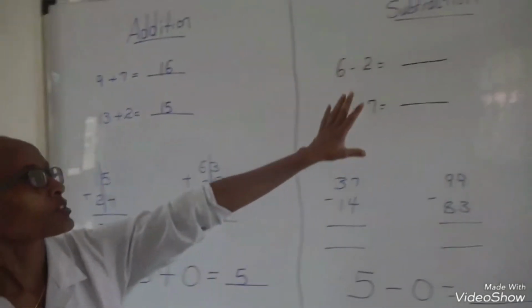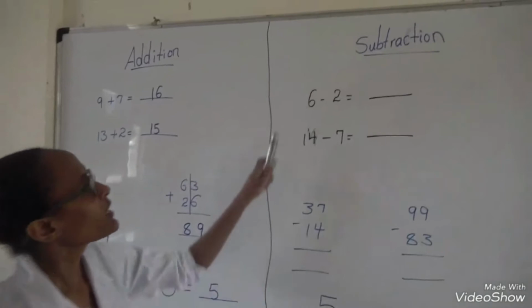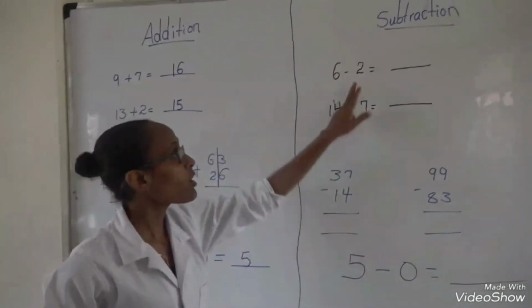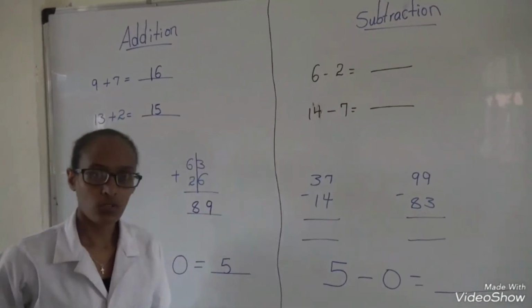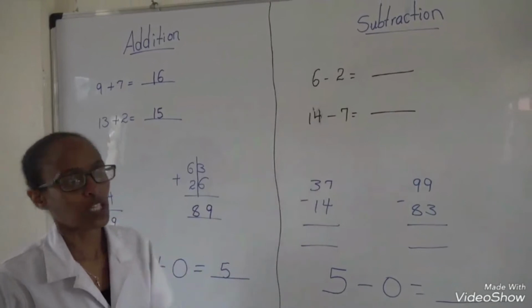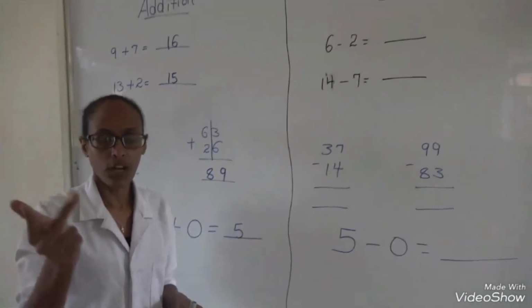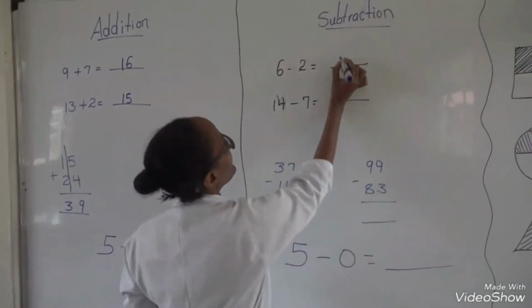Now let's see subtraction. Subtraction is taking away. So here we have 6 minus 2. This is what we want to do. We count from the small number to the big number. The small number is 2. So let's count to 6. 2, 3, 4, 5, 6. So the answer is 4.